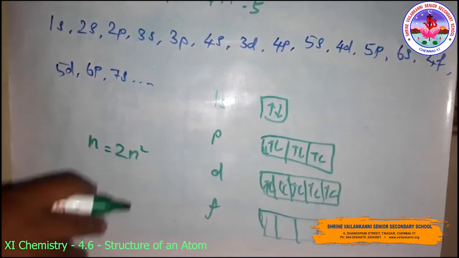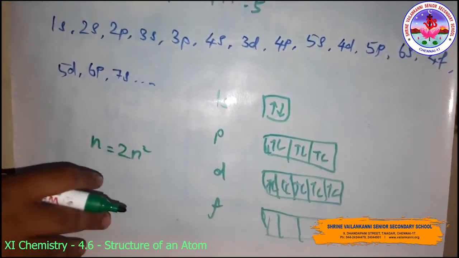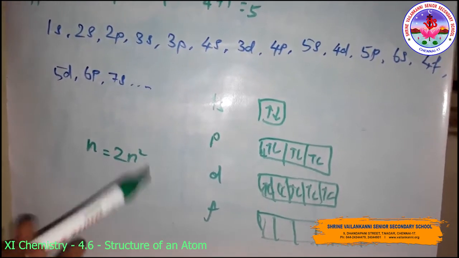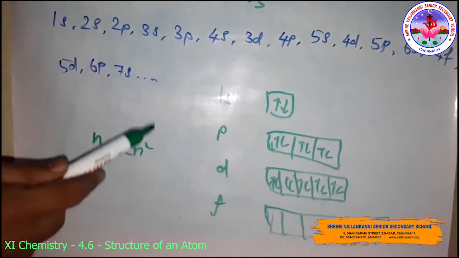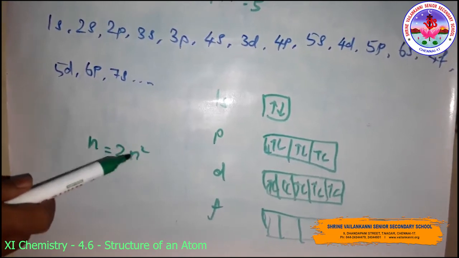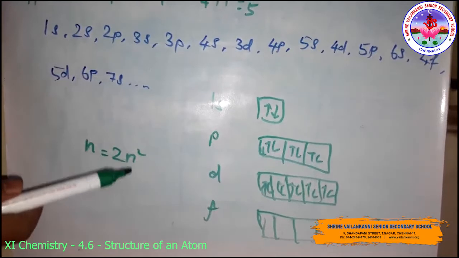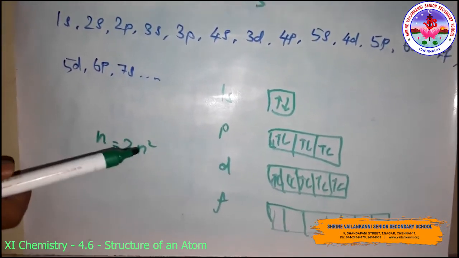This is called the Pauli exclusion principle. Next is Hund's rule, Hund's rule of maximum multiplicity. This rule deals with the filling of electrons into the orbitals belonging to the same subshell, that is, the orbitals of equal energy, called degenerate orbitals.